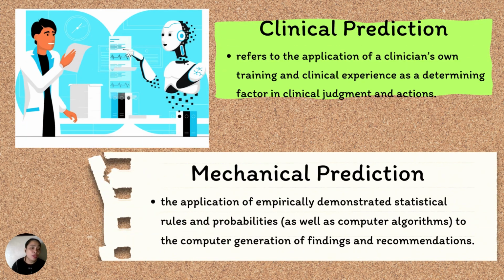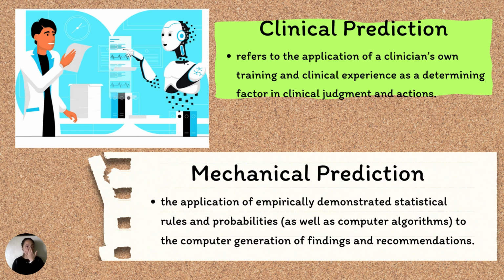Now, we're going to differentiate clinical prediction and mechanical prediction. Clinical prediction refers to the application of a clinician's own training and clinical expertise or experience as a determining factor in clinical judgment and actions. Clinical prediction relies on clinical judgment, while mechanical prediction is the application of empirically demonstrated statistical rules and probabilities as well as computer algorithms to the generation of findings and recommendations.